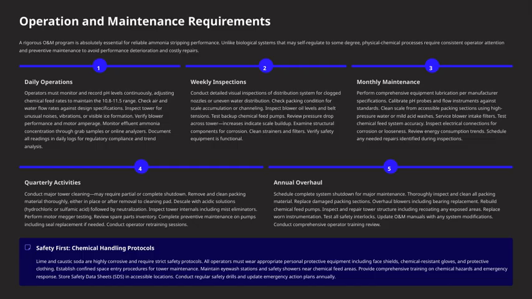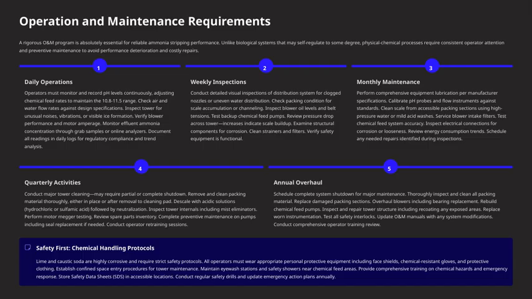Take a close look at structural components for signs of corrosion, and don't forget to clean strainers and filters. Ensuring safety equipment is fully functional is also a key part of these inspections. Monthly maintenance involves more thorough work.